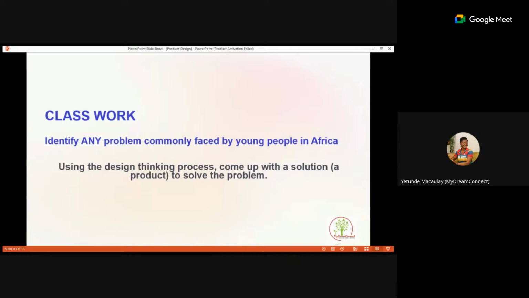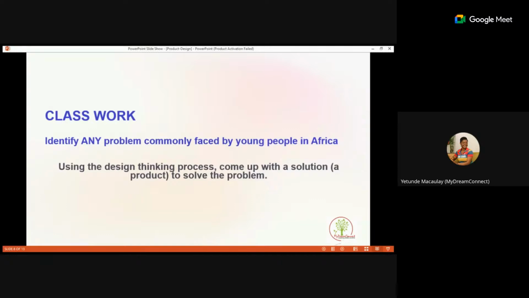So number one, this is what we're going to do. We're going to identify any problem commonly faced by young people in Africa, any problem at all. So you brainstorm now in your class, using the design thinking process, you will come up with a solution, a product to solve the problem. So now the task is to identify any problem, and you guys will agree.